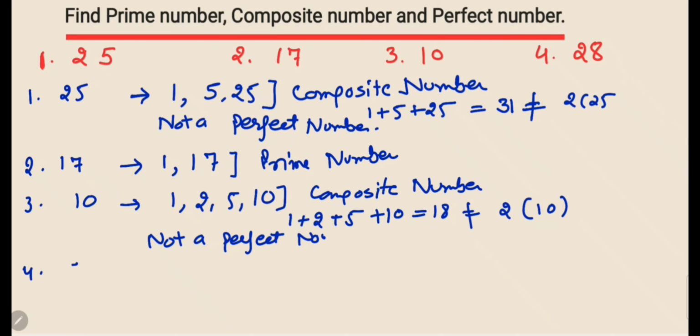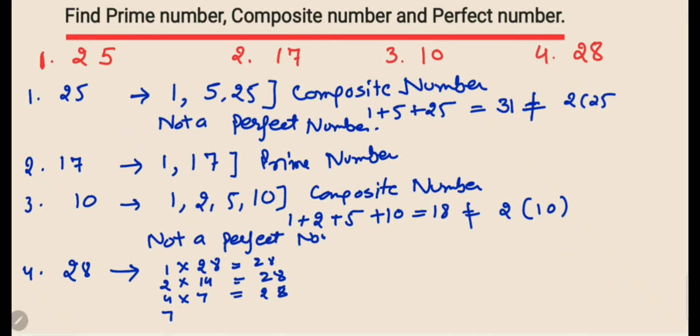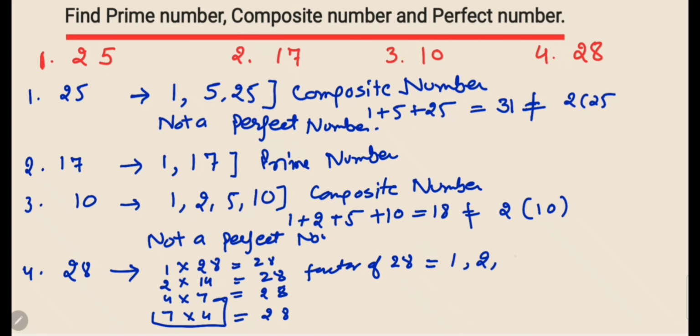Next question we have 28. We can find the factors of 28 like this: 1 into 28, and after that 2 into 14, which is equal to 28, and 4 into 7, which is equal to 28. Then after that 7 into 4, which is equal to 28. Now the numbers are interchanging, so we will take a U-turn from here. The factors of 28 are 1, 2, 4, 7, and after that 14 will come, and then 28.